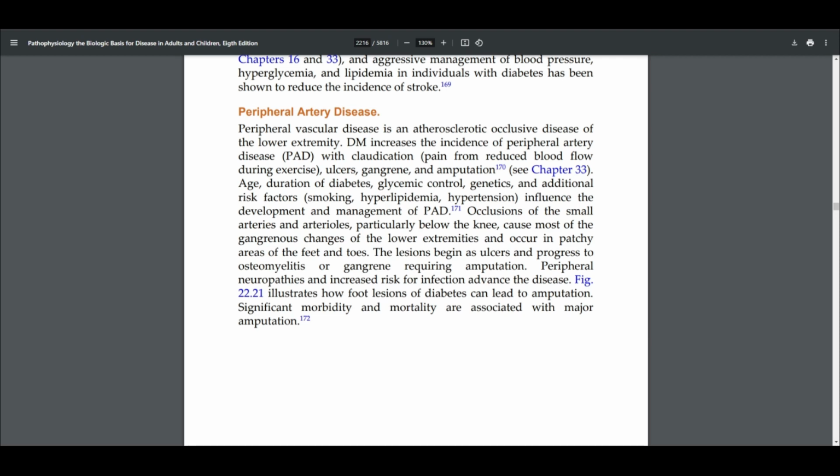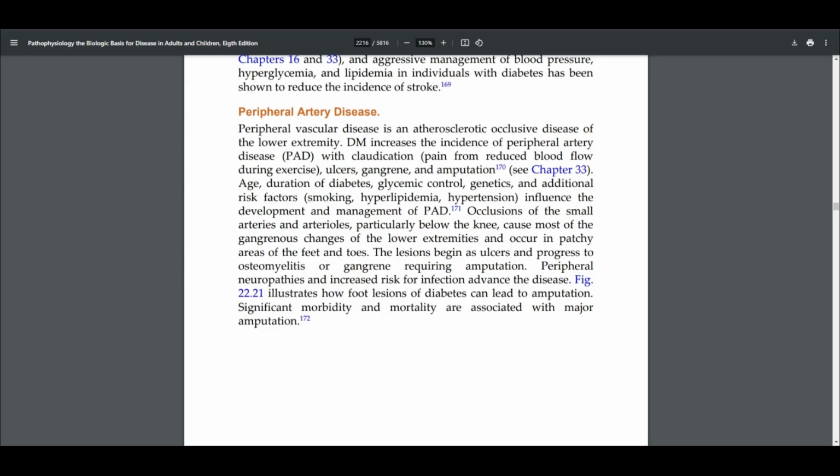Occlusion of the small arteries and arterioles, particularly below the knee, causes most of the gangrenous changes of the lower extremities and occurs in patchy areas of the feet and toes. The lesions begin as ulcers and progress to osteomyelitis or gangrene, requiring amputation. Peripheral neuropathies and increased risk for infection advance the disease.